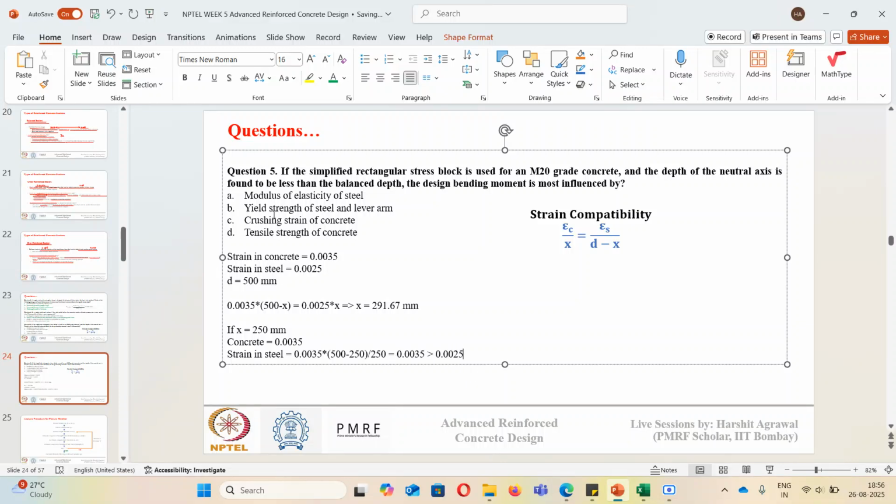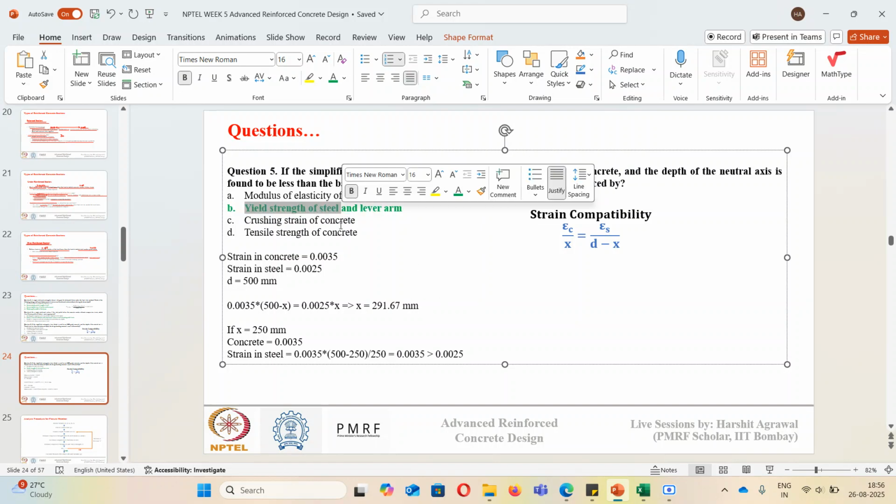So what will be the correct option? Yield strength of steel and the lever arm will dictate the design. Okay, the bending moment. So we know bending moment is nothing but force times the lever arm distance. And this failure is governed by steel, so that's why the bending moment will be governed by the yield strength of steel, what grade of steel we are using. And lever arm distance is the distance between the compression force and the tension force. Okay, so this is how we can guess what is happening. If you don't know the answer, you can try to assume a section and see what change is happening to the system.